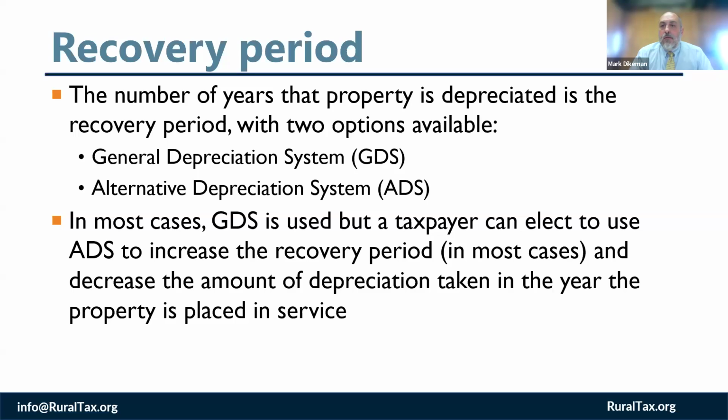It is possible that if needed, a taxpayer can elect to use ADS, which in most cases will increase the recovery period or increase the depreciable life, and have the impact of slowing down or decreasing depreciation in the year that that property is placed in service. If for whatever reason maybe income is too low, and I want to maximize a credit or some other deduction, then it might make sense for me to slow down depreciation and show a little more income than I would using GDS.